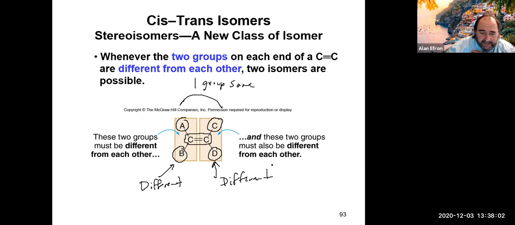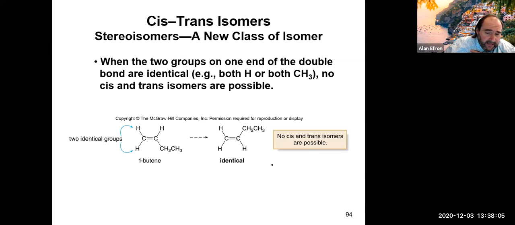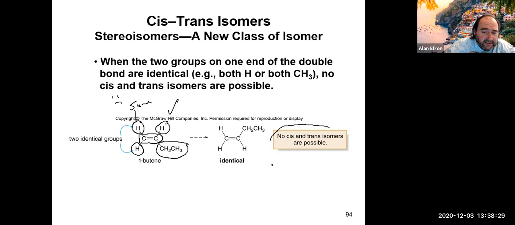So let's take a look at an example of that here. Again, focusing in on our double bond. If we go to the right, this H and this ethyl group are different, so that's good. If we go to the carbon on the left, we have a hydrogen and a hydrogen. Those guys are the same. That is bad. No cis or trans is possible in this situation because we have the exact same group on the exact same carbon of that double bond. So that's what we were just talking about there. Question on that?